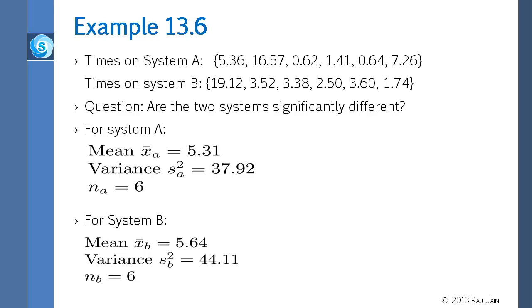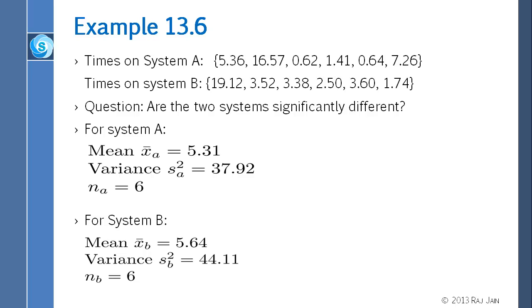So now we do this. This is the same data as before, but these 6 numbers are not paired with these 6 numbers. Now we don't know which workload is this and which workload is that. They could be very different. This could be the 5th workload, this could be the 2nd workload, and so on and so forth. So these are unpaired observations. Some 6 random workloads were run on system A, and 6 random workloads were run on system B. So these are unpaired observations.